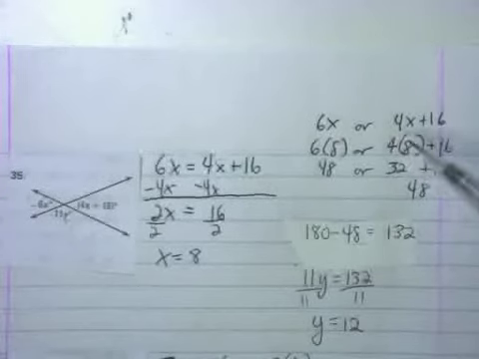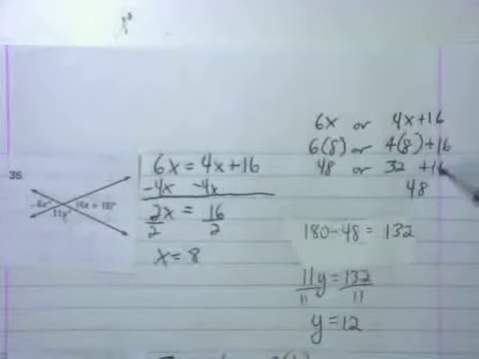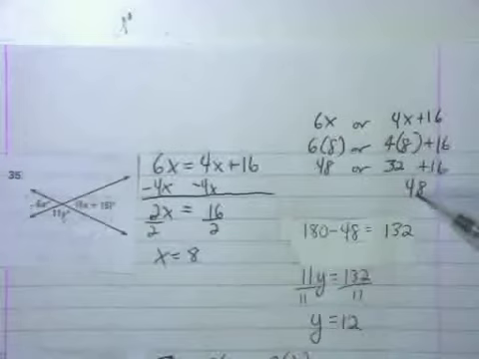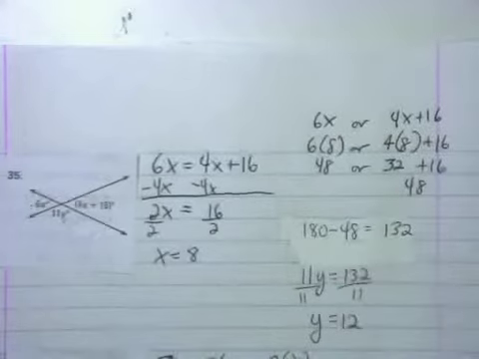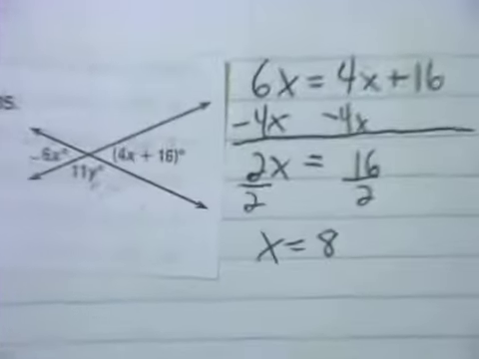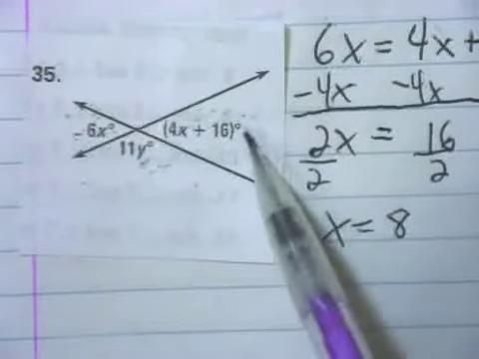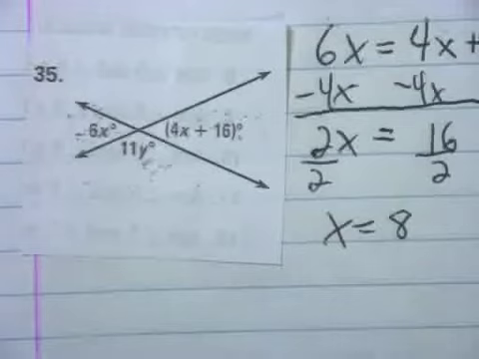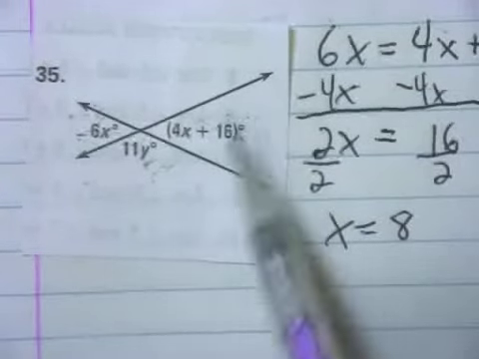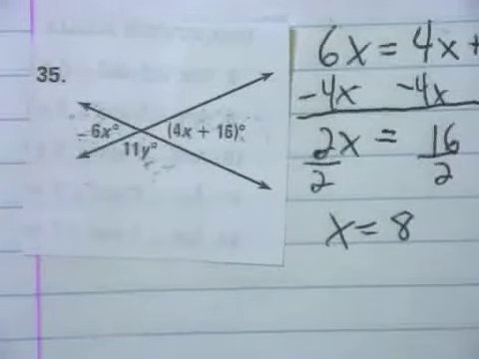And if you look over here, this other angle is 4x plus 16. Well, 4x plus 16, I plug in the 8. 4 times 8 is 32, plus 16 is 48. Look at that. So this is also 48. And again, it would make sense that they're both the same because these are vertical angles. So if this is 48 degrees, then this also has to be 48 degrees.